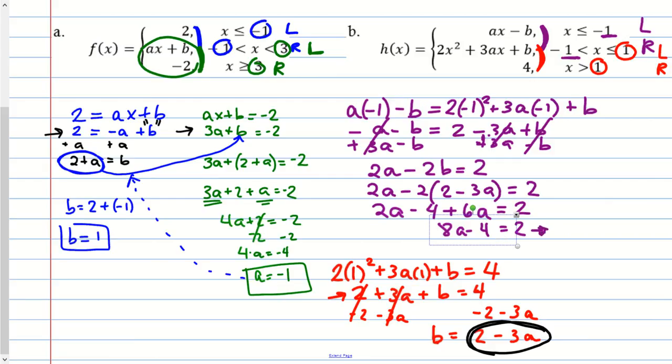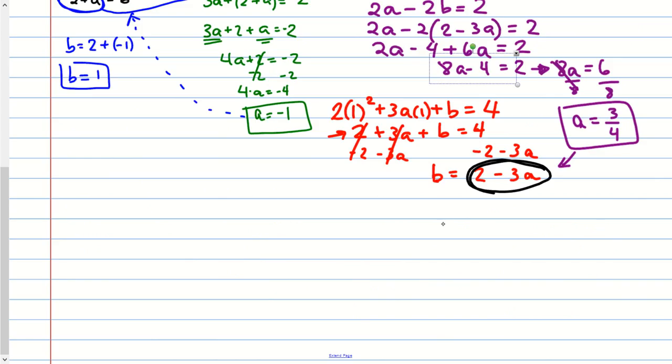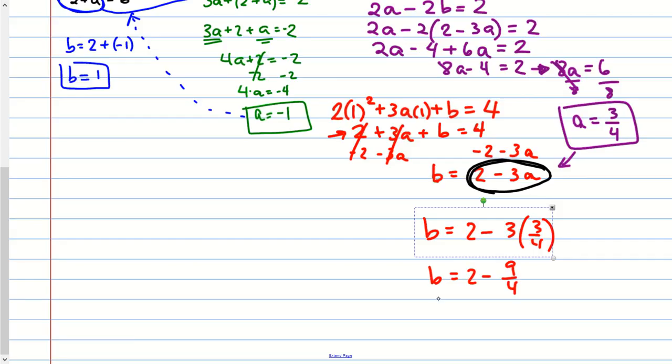I'm running out of room, so this is an arrow here, people. Add 4 to both sides. I get 8a equals 6. Divide both sides by 8. A equals 6 over 8 is perfectly fine, or 3/4. So now that I know that A is 3/4, I would just take that and plug it in here to figure out what B is. Okay, so B is equal to 2 minus 3 times 3/4. So B equals 2 minus, so 3 times 3 is 9/4.